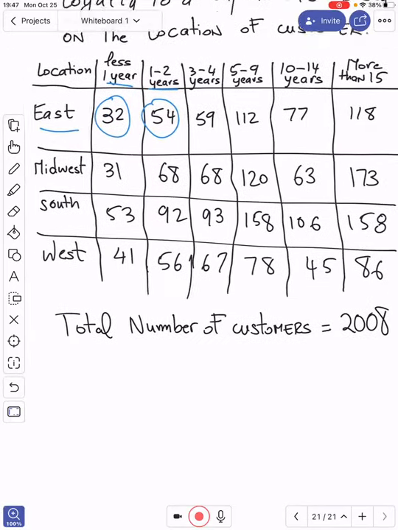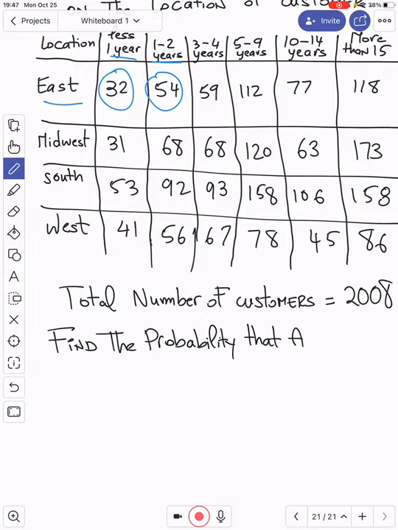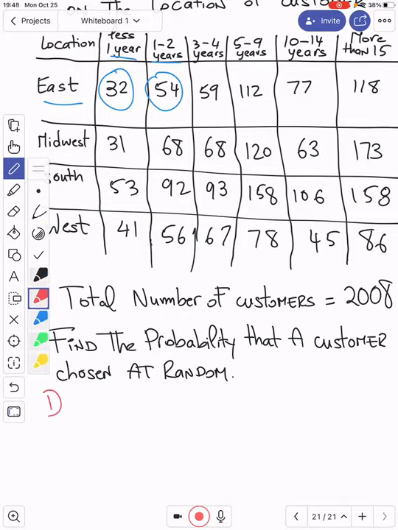All right. So that's the questions. So we need to find the probability, of course. Find the probability that a customer, of course, this customer is selected at random, a customer chosen at random. So one, the probability that this customer chosen at random has been loyal 10 to 14 years.